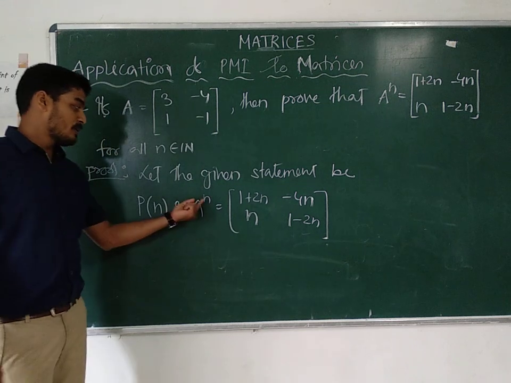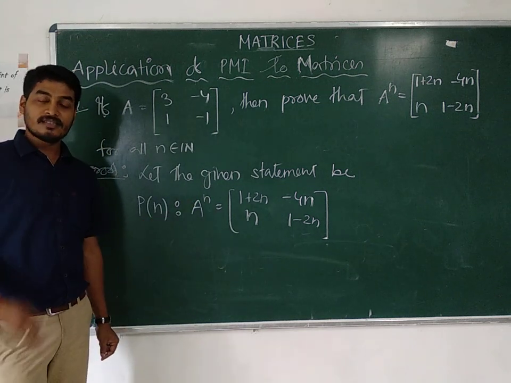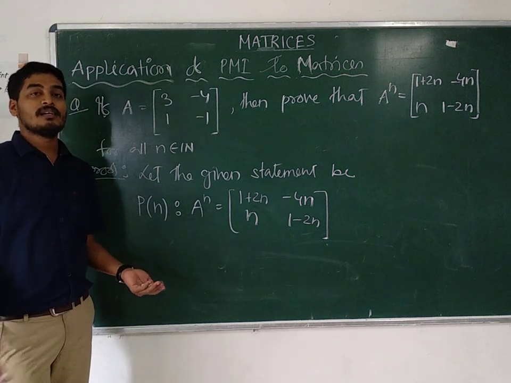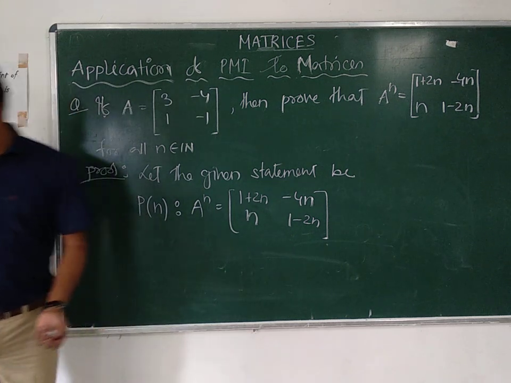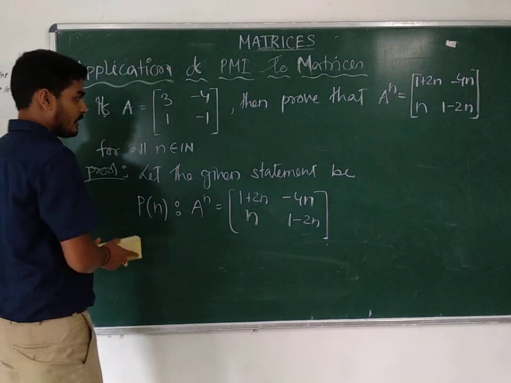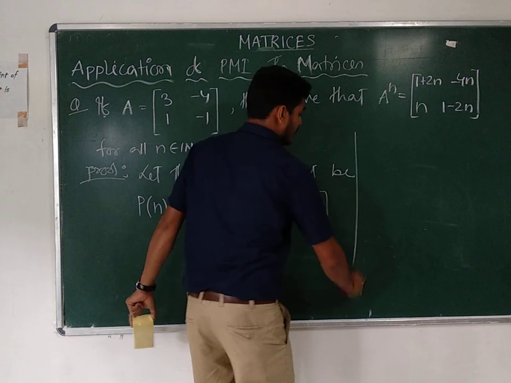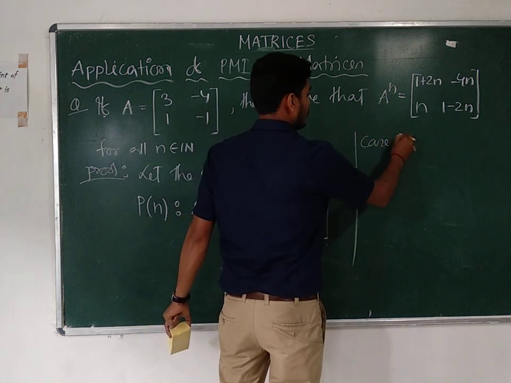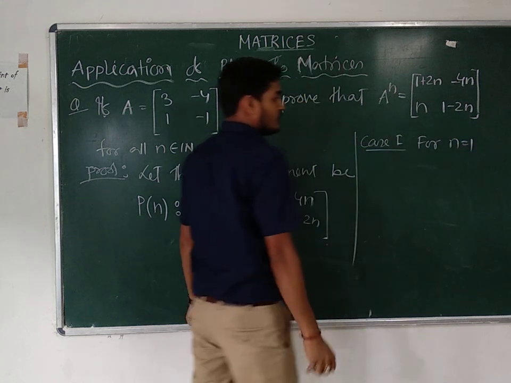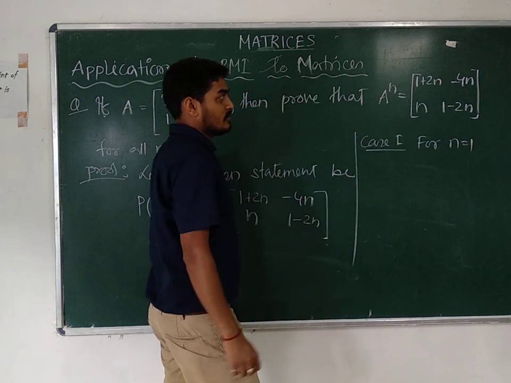Now first of all we will consider n is equal to 1, as is known to you. Then we consider n is equal to k. Then we consider n is equal to k plus 1. Then we can easily generalize that it is true for all natural numbers. Okay, so here, case 1: for n is equal to 1, we try to prove it.